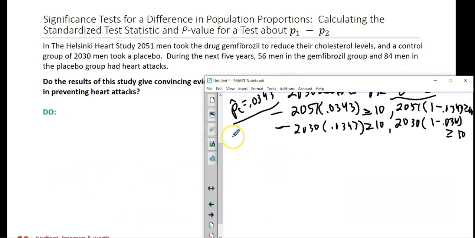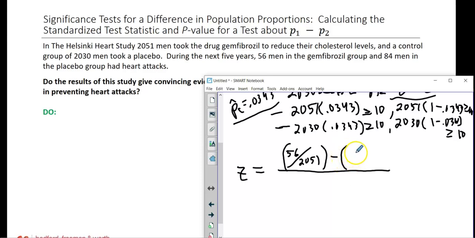Okay, let's try to do the do section here. So I'm going to put a big fraction, z equals, in the numerator, we're going to do G minus placebo. So G was, I believe, 56 out of 2051, minus, this is all the statistic here, 84 divided by 2030. And then we're going to subtract the parameter, which is always 0.